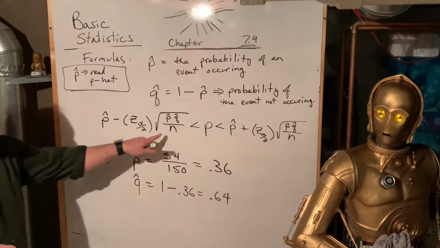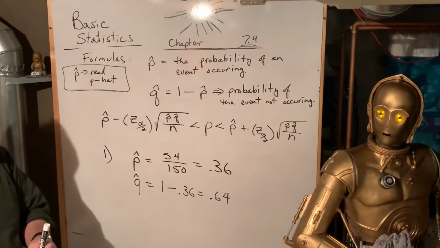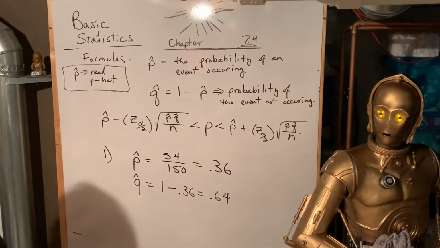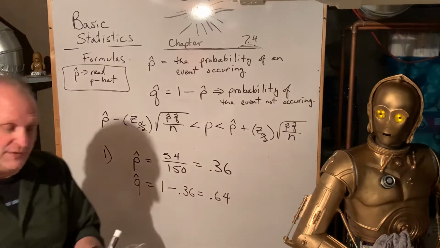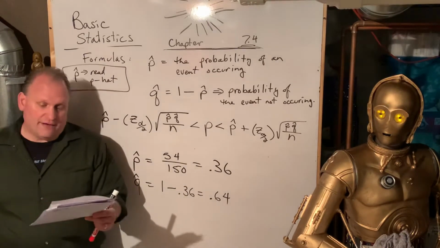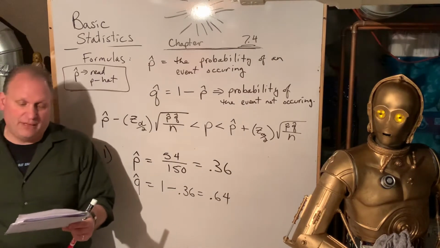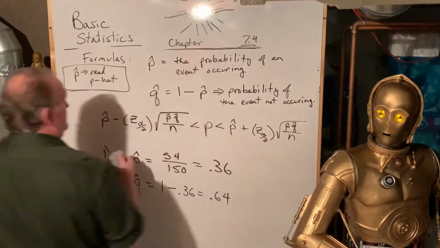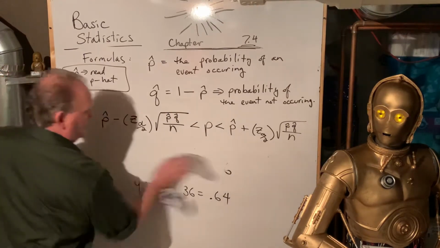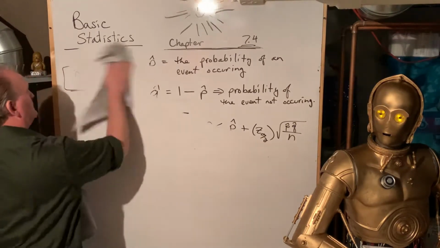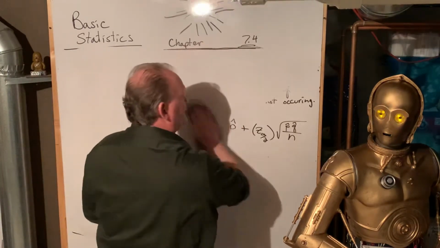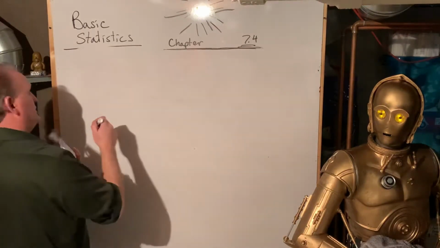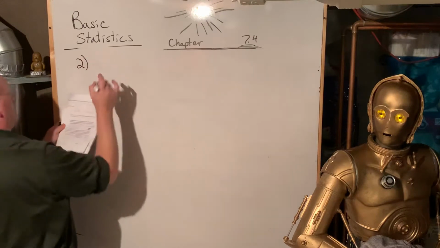Now let's do a problem where we get to apply this formula. On the next one, it says a sample of 500 nursing applications includes 60 from men. Find the 90% confidence interval of the true proportion of men who applied to the nursing program. Okay, so they want 90% confidence. Let's erase this. So we're going to need some room. So number 2 is going to look like this.